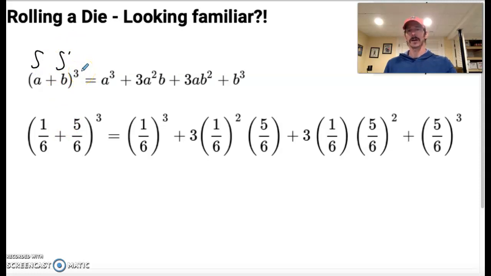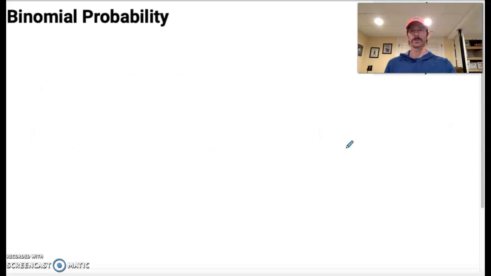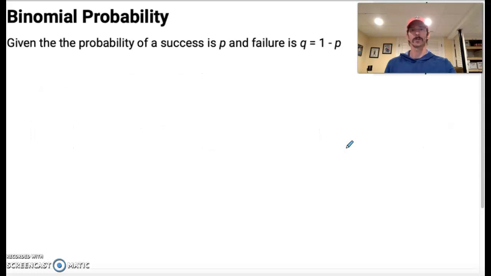Notice again that if I do 3 rolls of the die, this probability here works out similar to what we just did with the heads and tails, except for getting rid of the S and the S prime. I'm putting in the actual probability calculations, and notice that this looks very familiar and similar to something we already did, and that was the binomial distribution. So we're going to use it to calculate binomial probabilities.